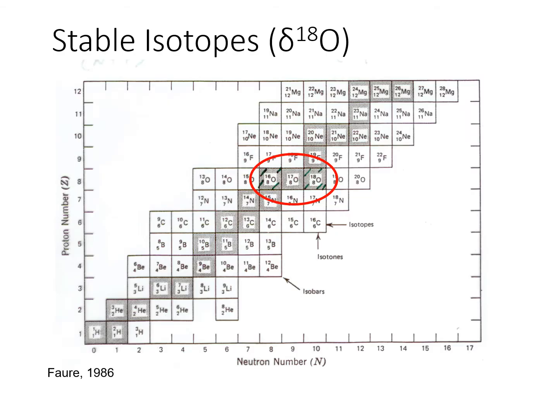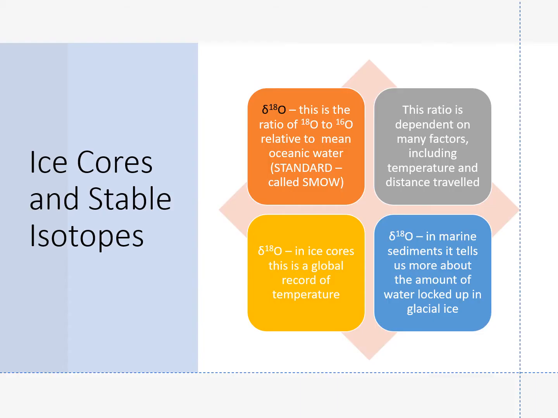We've already looked at this plot. Recall that isotopes are shown in horizontal lines and that stable isotopes are shown in the black boxes. The 3 stable oxygen isotopes are circled in red. Note all 3 have 8 protons, but because they have different numbers of neutrons, their atomic mass varies. Oxygen 16 is the lightest, oxygen 18 is the heaviest.